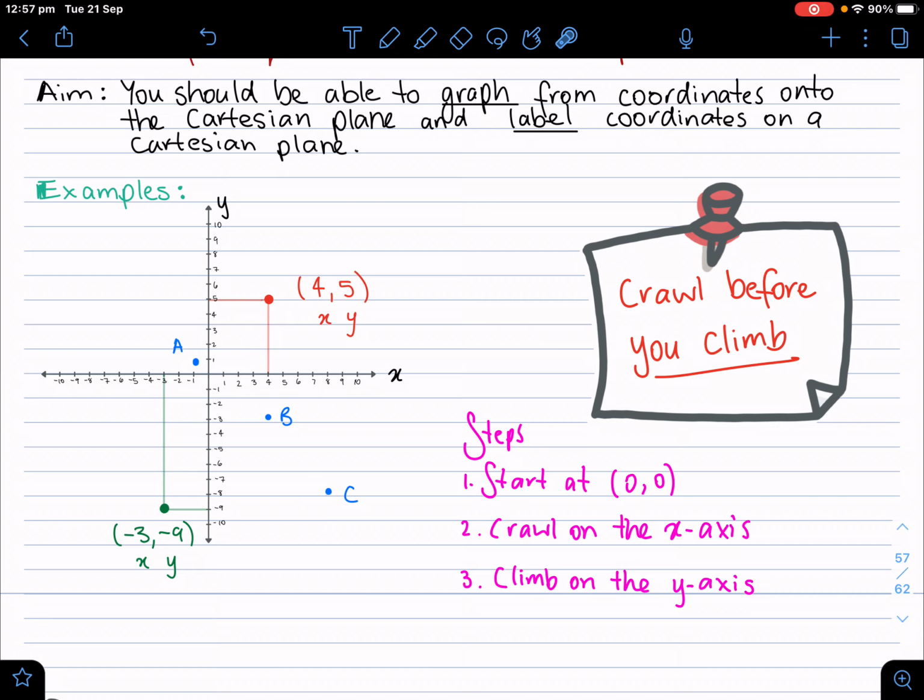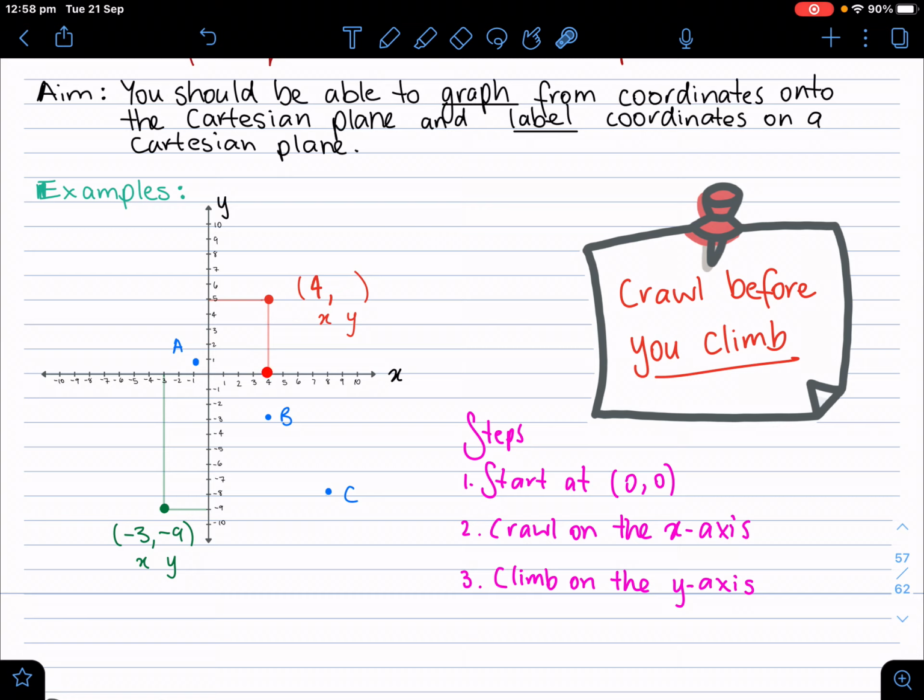Let's go through what we're talking about here. Let's look at the red dot that we have here. So let's say that the numbers were not given. Let's erase the numbers there. And let's say we had to write down the coordinates of that dot. Well, the first thing we'll do is we'll start at 0, 0 and we'll crawl. We're going to crawl to where it stops on the x-axis. So 1 hop, 2 hop, 3 hop, 4 hop. So the first number is 4.